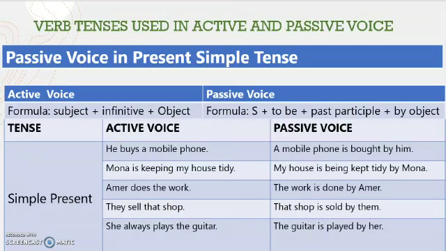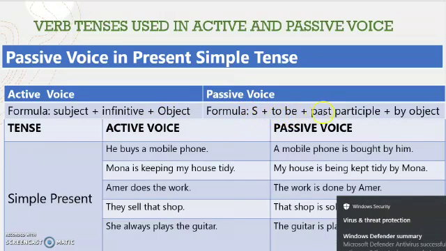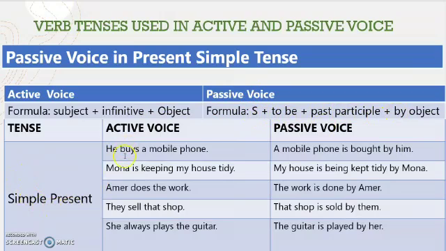Let's look at the passive voice in present simple tense. The formula in active voice is subject plus infinitive plus object. And the formula with passive voice is subject plus to be plus past participle plus by object. In simple present, the active voice is he buys a mobile phone. A mobile phone is bought by him. They sell that shop. That shop is sold by them.